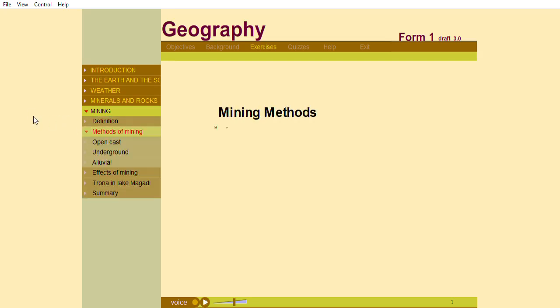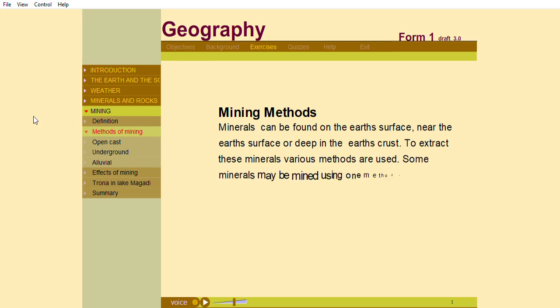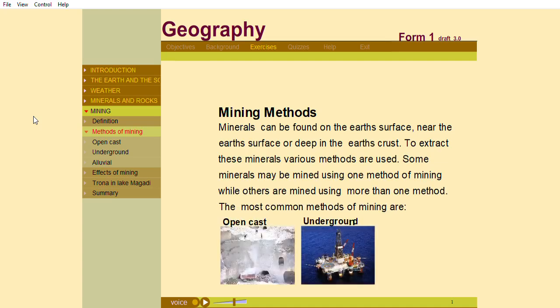Minerals can be found on the Earth's surface, near the Earth's surface, or deep in the Earth's crust. To extract these minerals, various methods are used. Some minerals may be mined using one method of mining, while others are mined using more than one method. Most common methods of mining are: 1. Open cast mining. 2. Underground mining. 3. Alluvial mining.